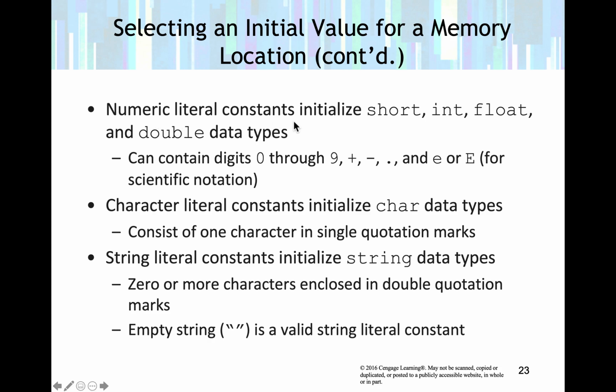Numeric literal constants initialize short, int, float, and double data types. They can contain digits 0 through 9, plus, minus, period, and E for scientific notation. Literal constants that initialize char data types consist of one character in single quotation marks. Strings of more than one character have double quotes.